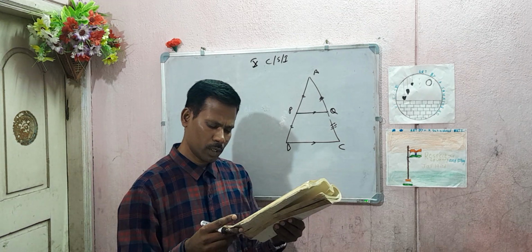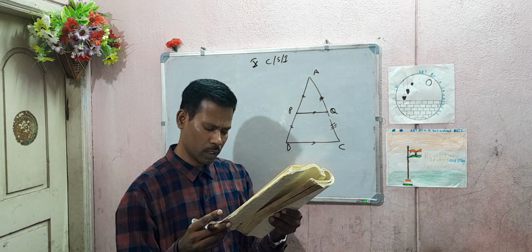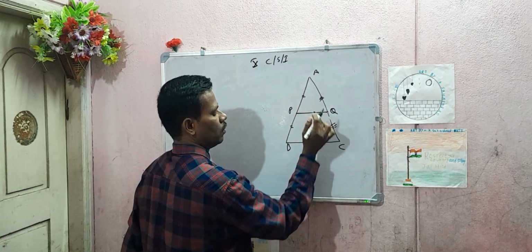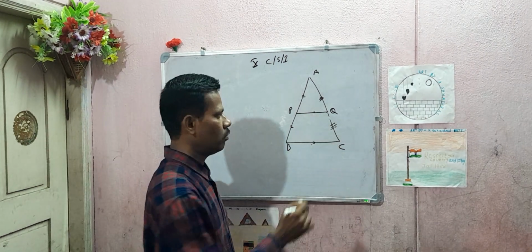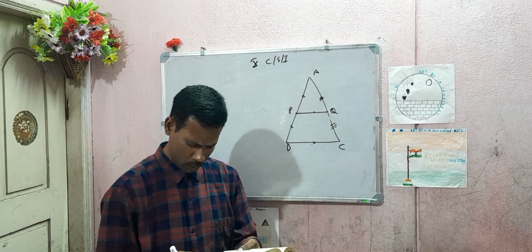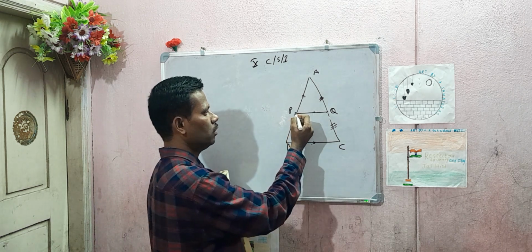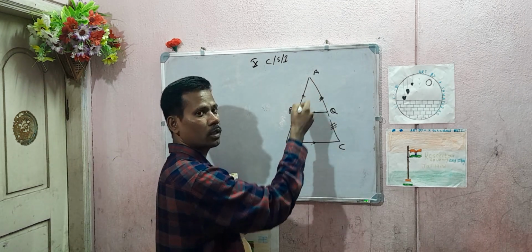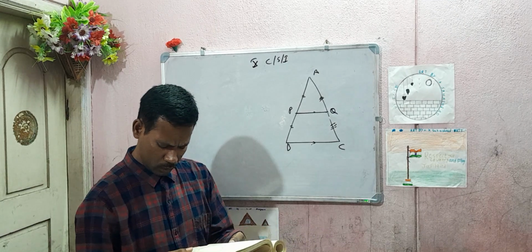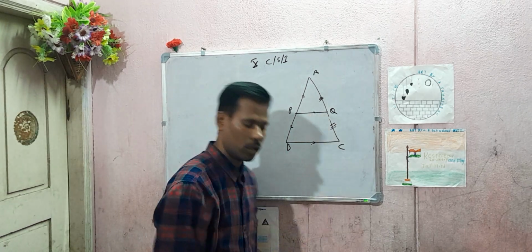Using the converse of the basic proportionality theorem, prove that the line joining the midpoints of two sides of a triangle is parallel to the third side. Here it is already given P is the midpoint, Q is the midpoint. P and Q are the midpoints of two sides of a triangle. Then you have to prove that this line is parallel to this one.